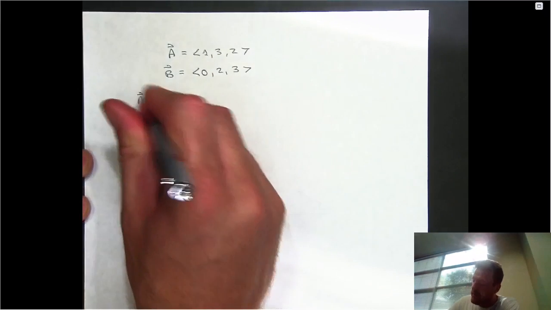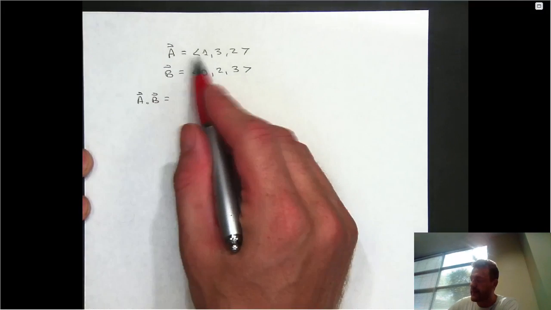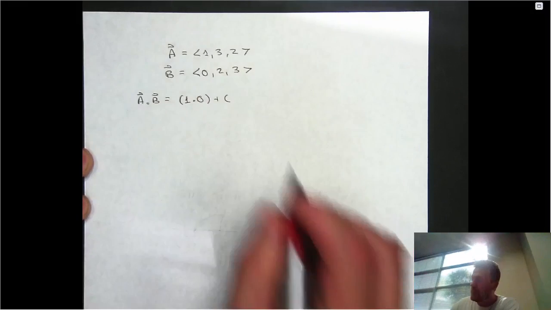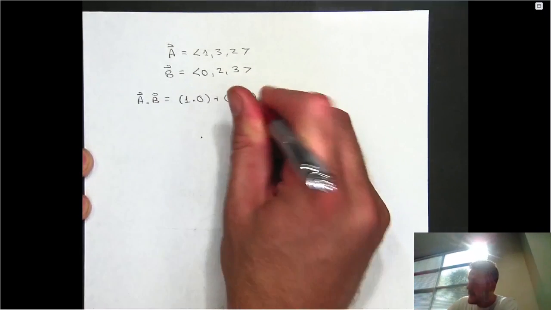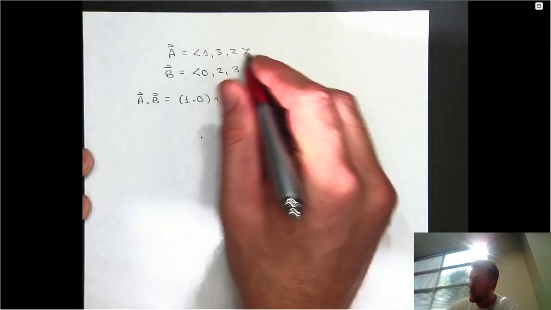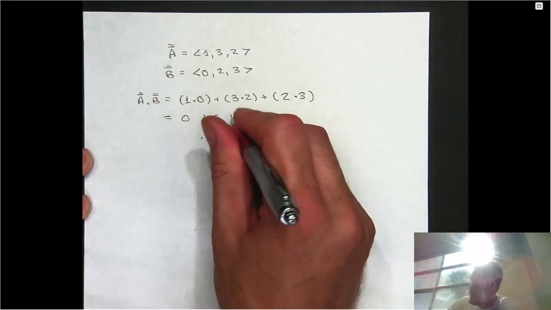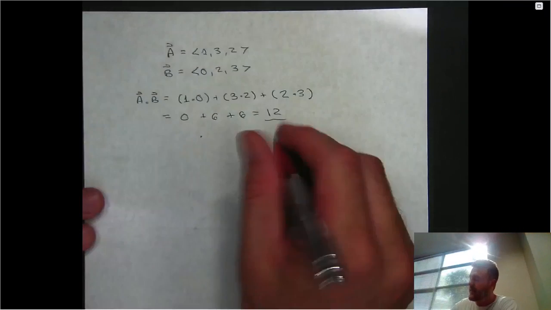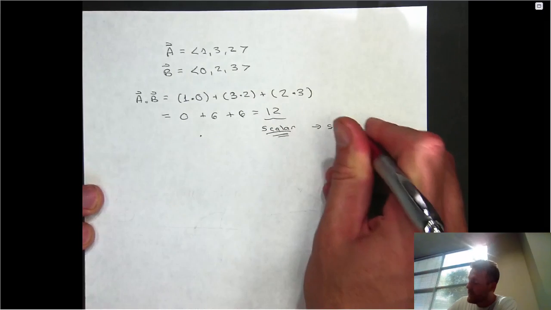Remember that I can compute the dot product of these two vectors by simply taking the like components. For the x components, ax is 1 and bx is 0. I take the product of those like components and add that up for all 3 components. The y component of A is 3 and the y component of B is 2. I take that product and add it to the product of the z components, which is 2 times 3. If I compute those products, I get 0 plus 6 plus 6, which is 12. The number is arbitrary because I just picked the components, but the key thing is that it's just a number. It's a scalar, and that's why this is often called the scalar product as well.